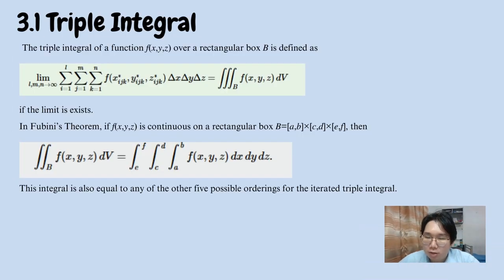Now, let us come to triple integral. The triple integral of a function f(x,y,z) over a rectangular box B is defined as this equation, if the limit exists. In Fubini's theorem, if f(x,y,z) is continuous on a rectangular box B equal to [a,b] × [c,d] × [e,f], then the equation will be shown like this, where f(x,y,z) is integrated from a to b dx, c to d dy, and e to f dz. This integral is also equal to any of the other 5 possible orderings of the iterated triple integrals.